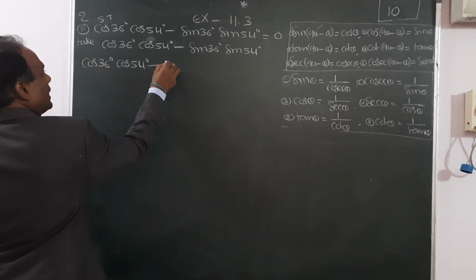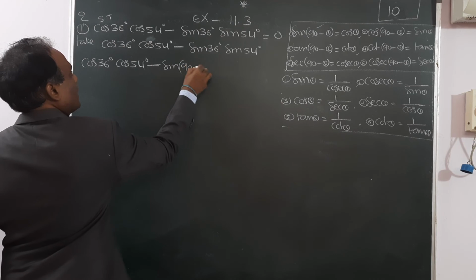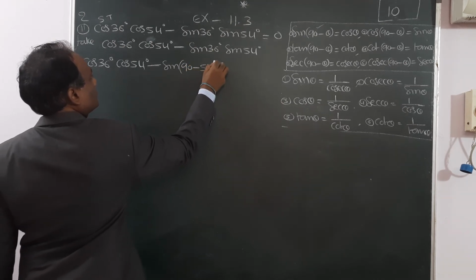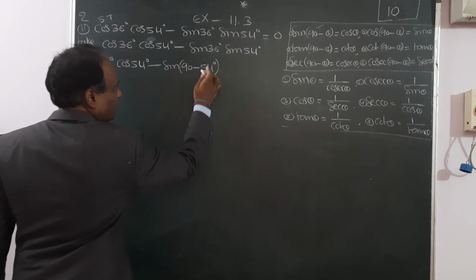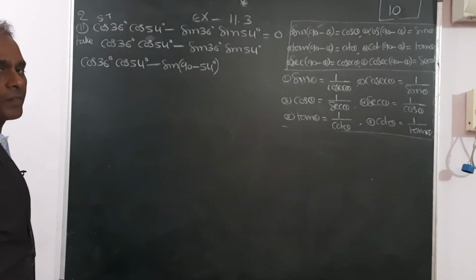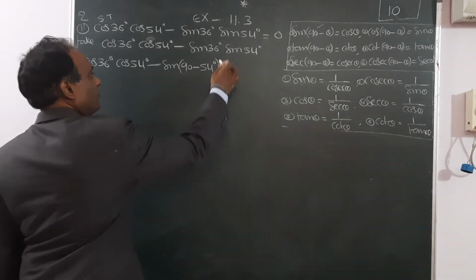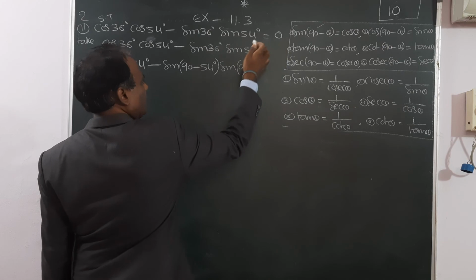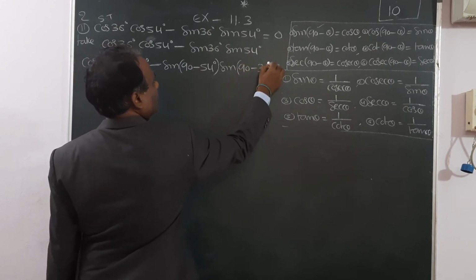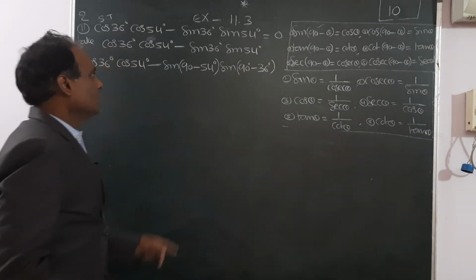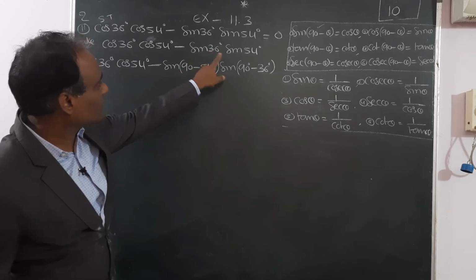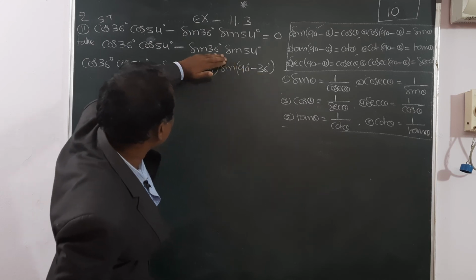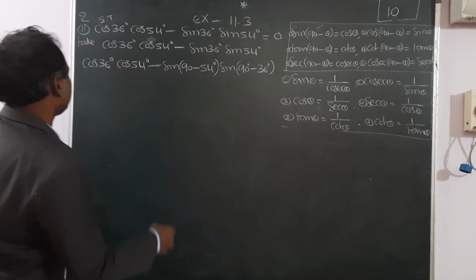36 can be written as 90 minus how much? 90 minus 54 is 36. And 90 minus 36 is 54. So this 54 is written as 90 minus 36, and 36 is written as 90 minus 54.